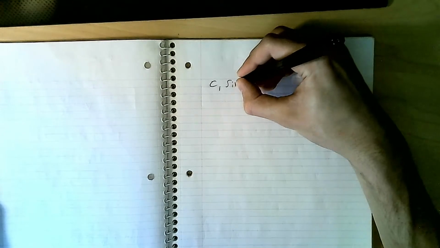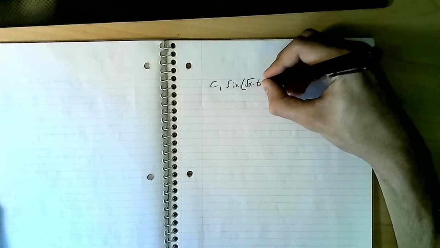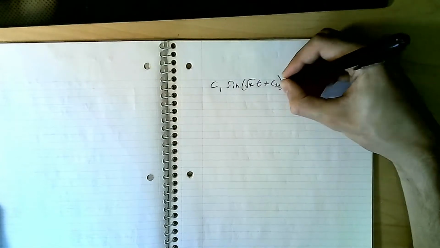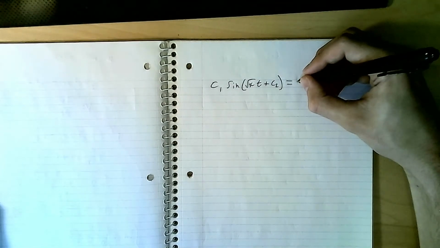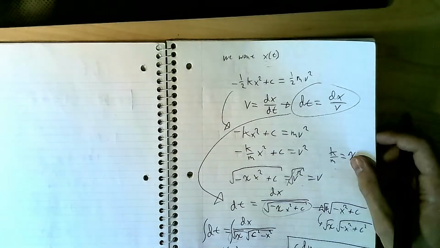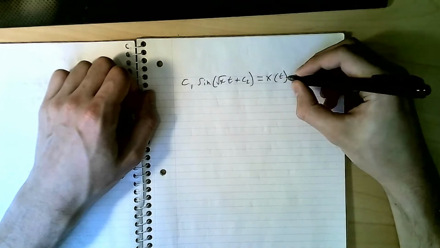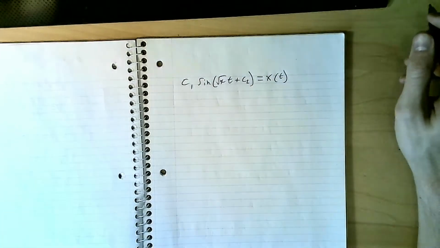c1 times the sine of square root of chi times t plus c2 equals x, right? Yes, so this is our position as a function of time.